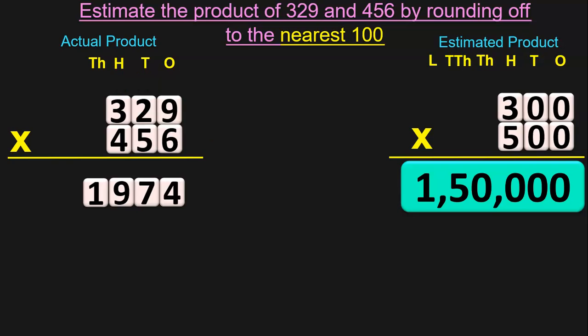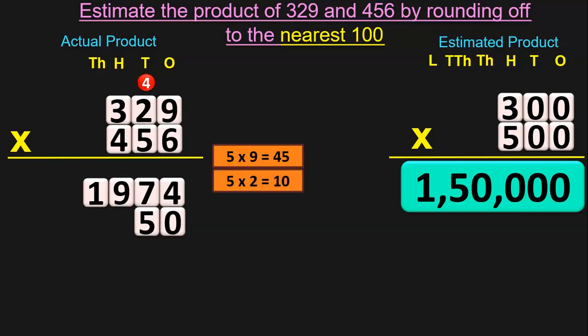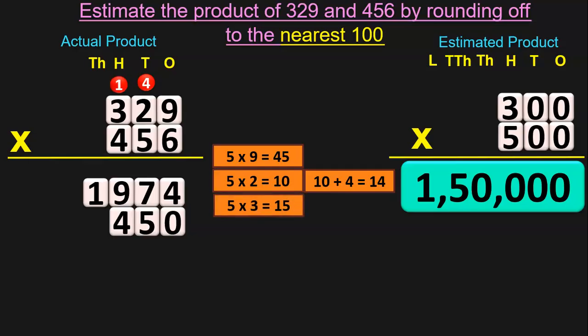Next, 329 by 50 because 5 is in the tens place. So now we'll have to add a 0 in the ones place and begin multiplication of 5 into 9. 5 into 9 is 45. 5 carry over 4. Next, 5 into 2 is 10. 10 plus 4 is 14. 4 carry over 1. Next, 5 into 3 is 15. 15 plus 1 is 16. 6 and 1 will move to the 10,000s place.